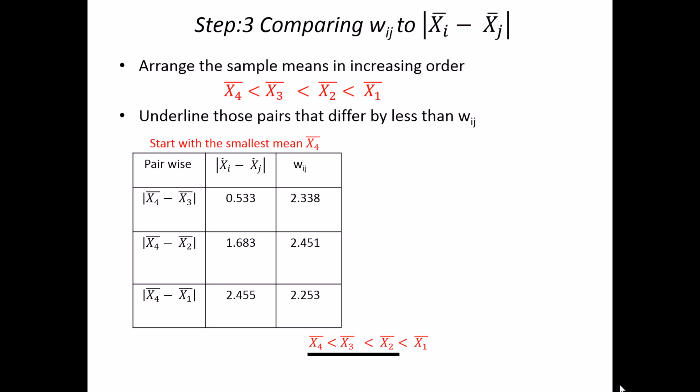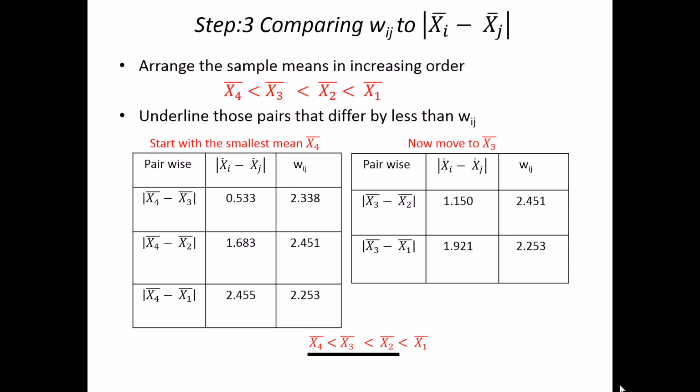We connect x4 bar with x3 bar and x2 bar, and now we move on to x3 bar and make a similar comparison where we compare x3 bar with x2 bar and then with x1 bar. So we find that the difference in the sample mean is again less than the critical range for both x3 bar and x2 bar, and also x3 bar and x1 bar. So again we connect x3 bar with x2 bar and x1 bar.